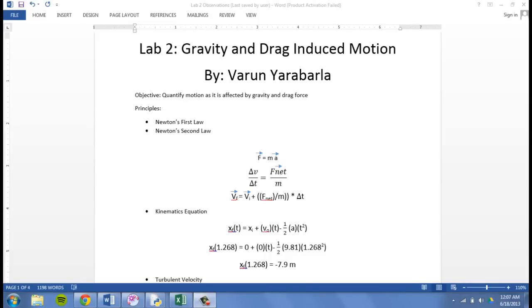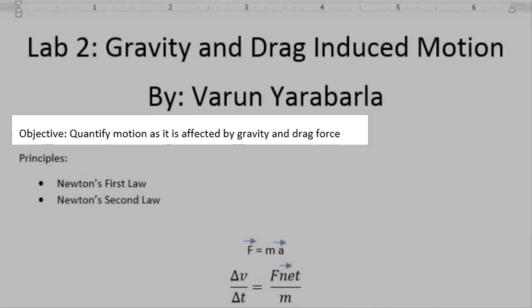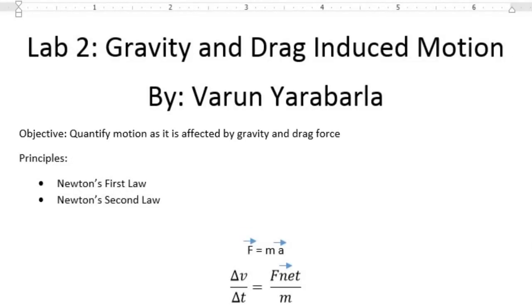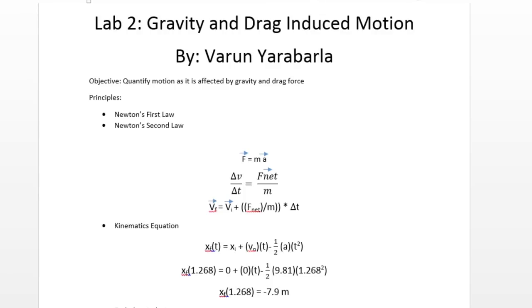This is my video report on Lab 2, Motion of a Falling Object, which is basically all about gravity and drag-induced motion. The point of this lab was to quantify motion of an object as it is affected by only gravity, and then by gravity and drag force. Then to understand how each case works with the application of Newton's second law of motion.